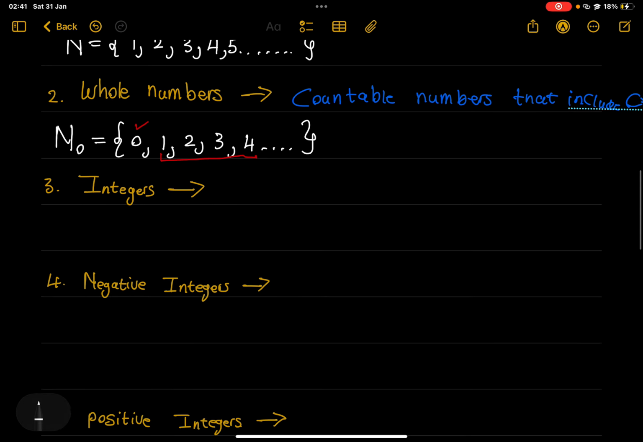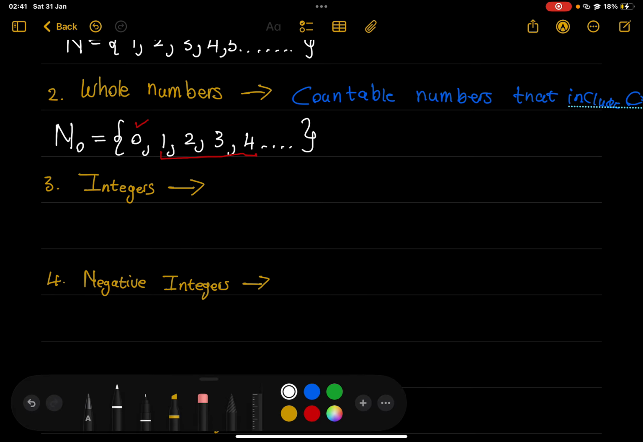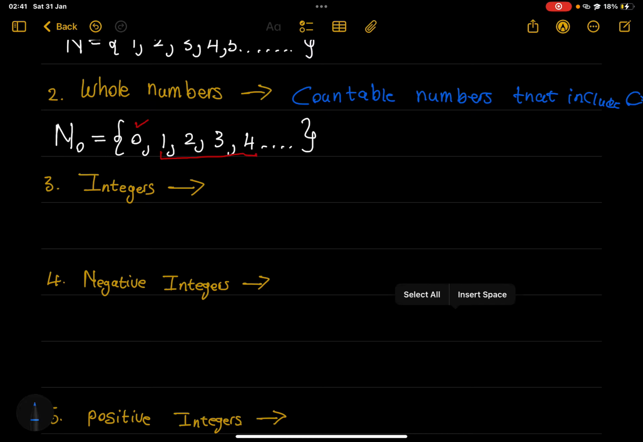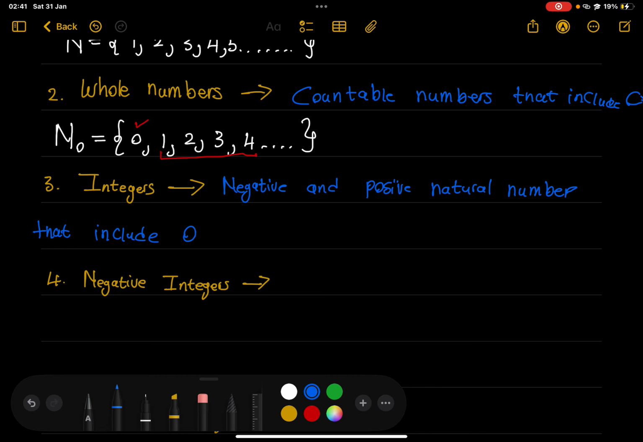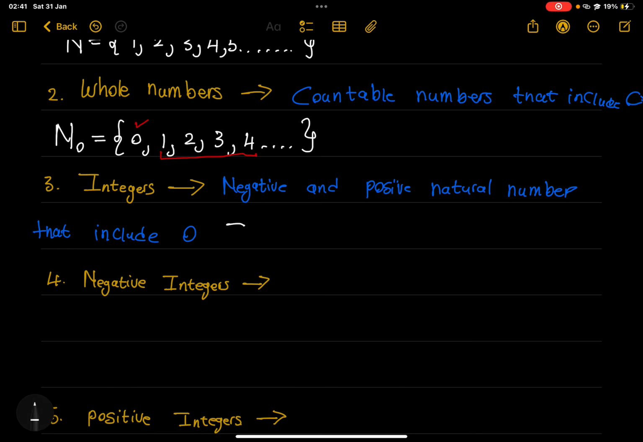So now let's talk about integers. This is the definition of integers. Integers are negative and positive natural numbers that include 0. The symbol for integers is Z.